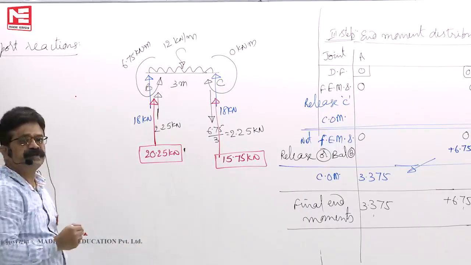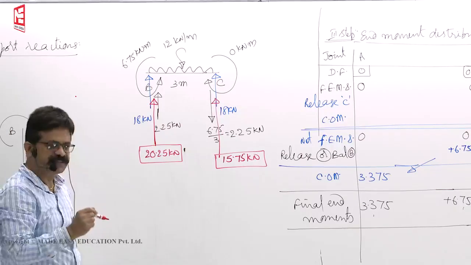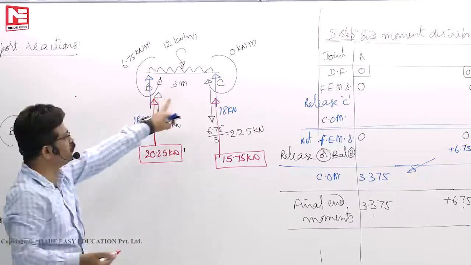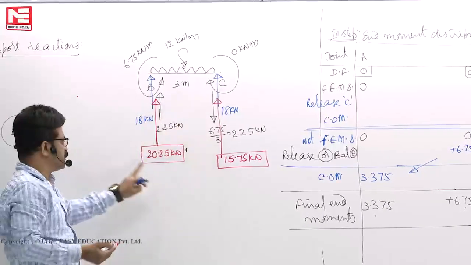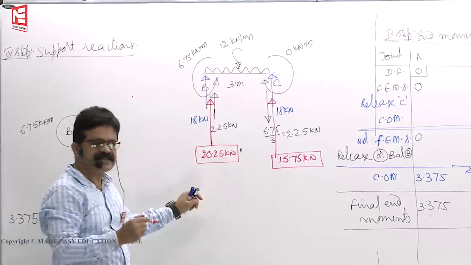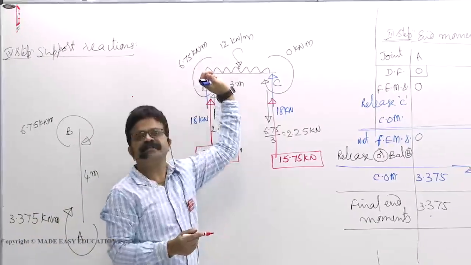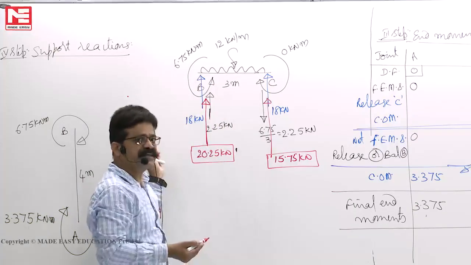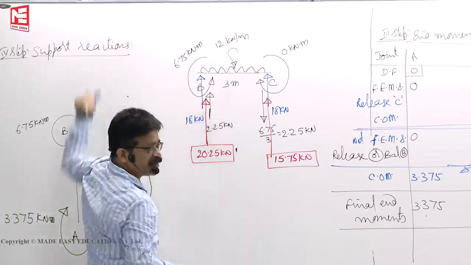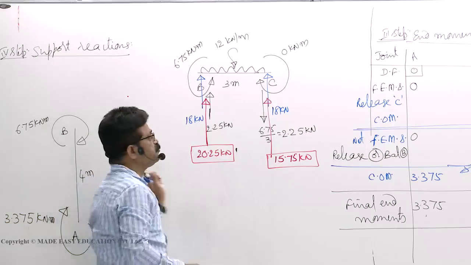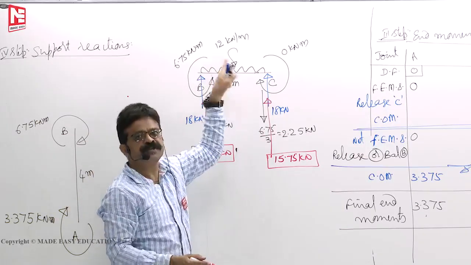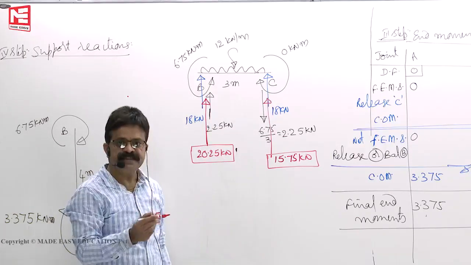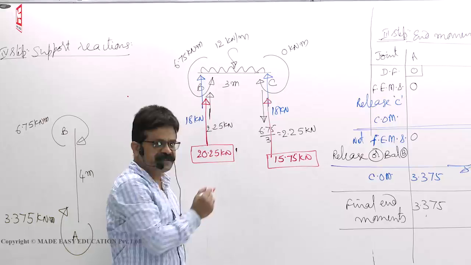Now, when it comes to the free body diagram of the joint, 20.25, who will give? The AB member only, to BC. This 20.25 is exerted by the column AB on the beam BC. Why should it exert? Because this fellow is resting on him, so this fellow will press him. In return, the column will push him up so that it will be in equilibrium. So 20.25 is the force exerted by AB on BC.